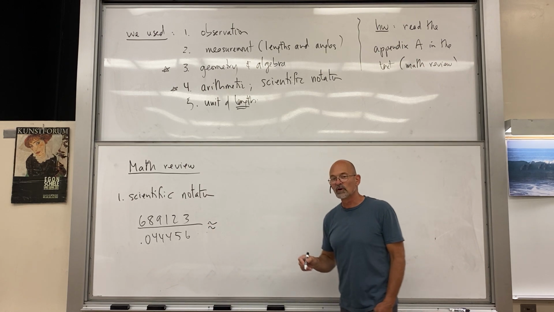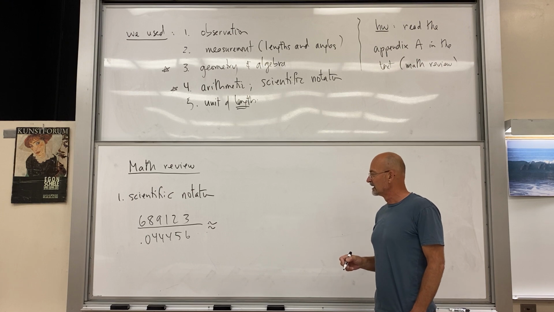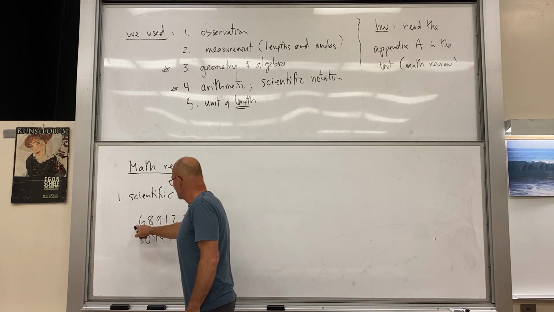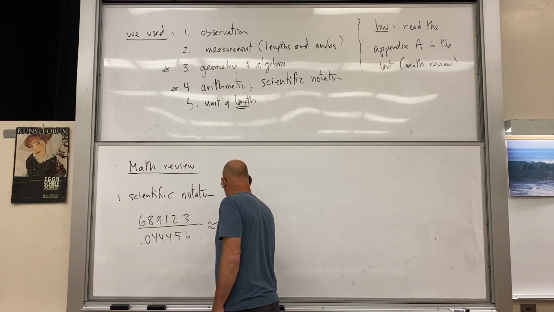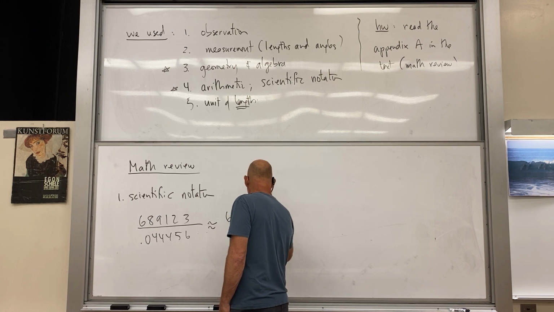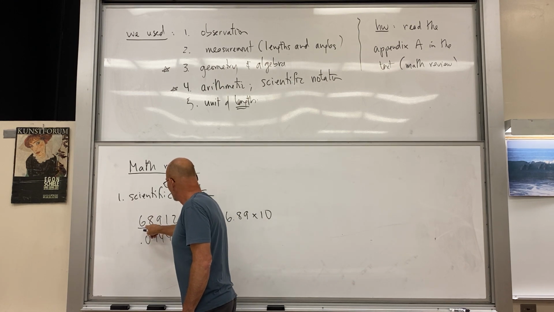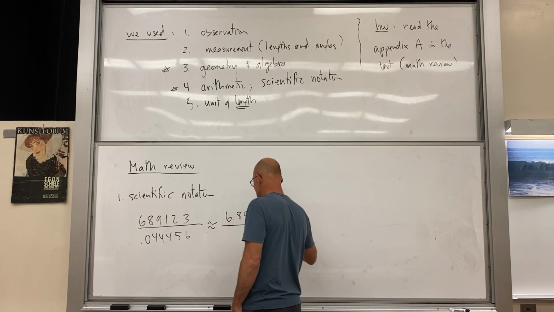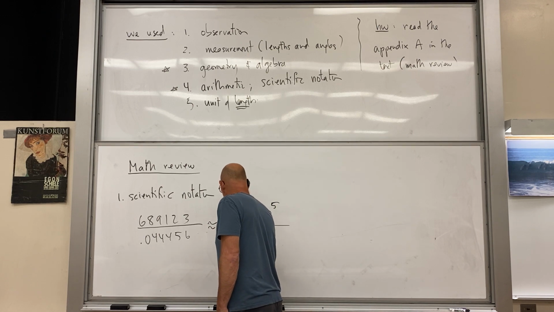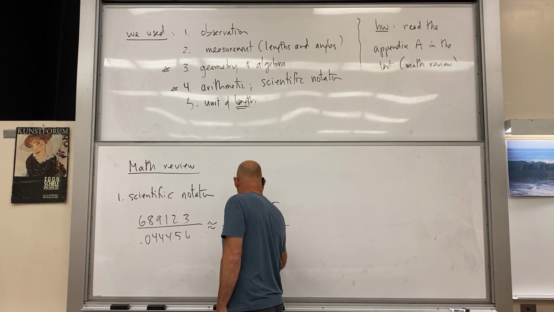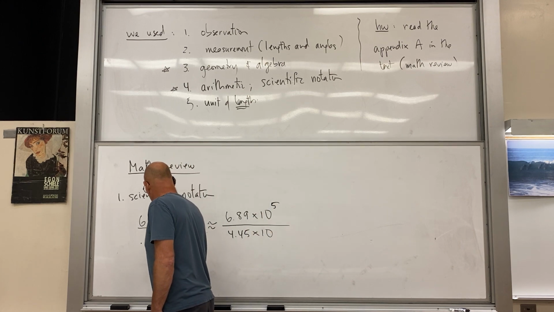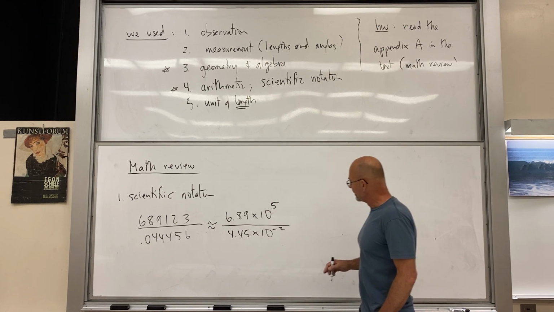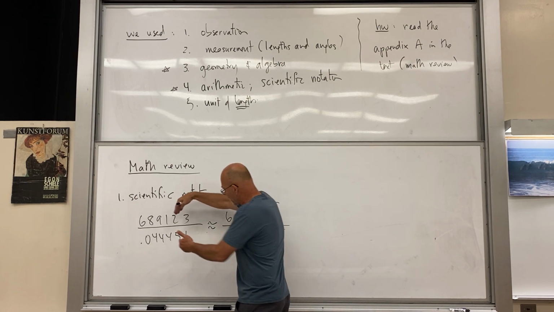In fact, what we're going to do is approximate. Physicists learn to approximate, and so let's approximate the numerator. We could say 6.89 times 10 to the 5, 1, 2, 3, 4, 5. So times 10 to the 5. And then we could say we have 4.45 times 10 to the minus 2. And that's already been approximated because I left off some of those digits.